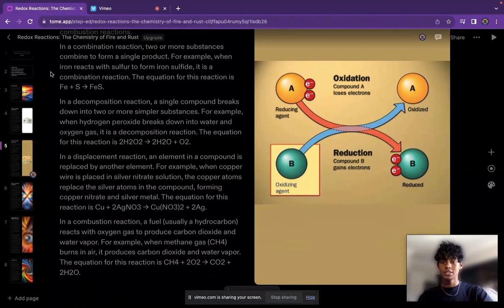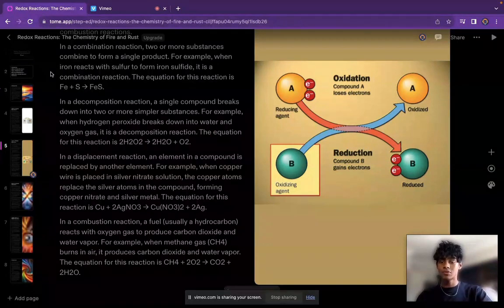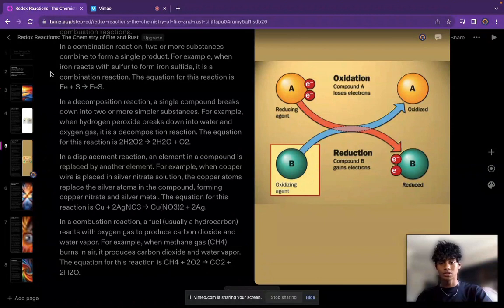In a decomposition reaction, a single compound breaks down into two or more simpler substances. For example, when hydrogen peroxide breaks down into water and oxygen gas, it is a decomposition reaction. The equation for it is 2H2O2 gives you 2H2O + O2.